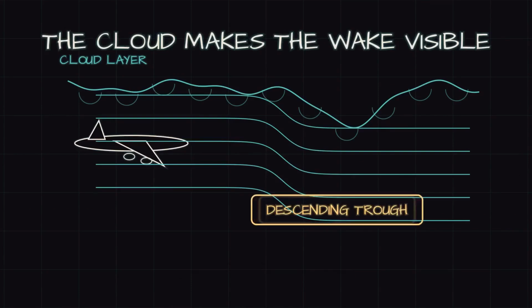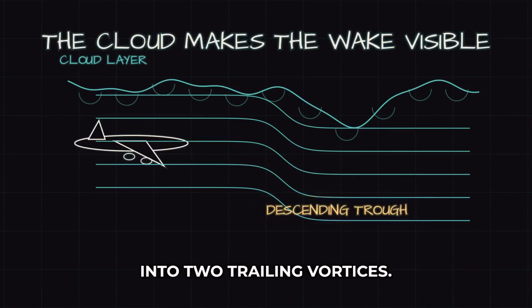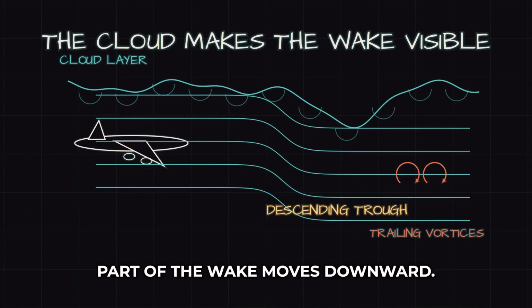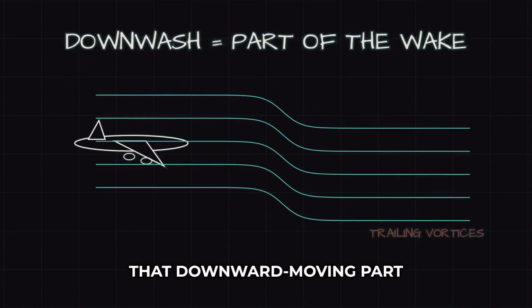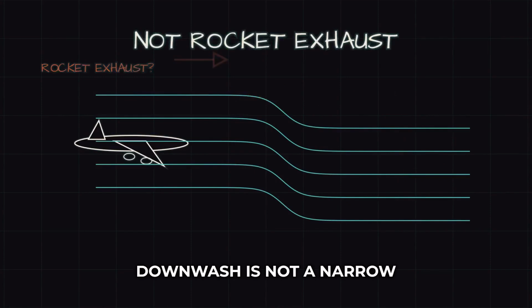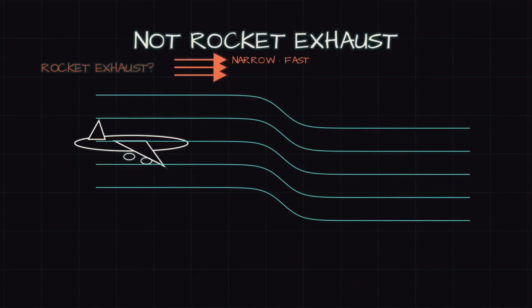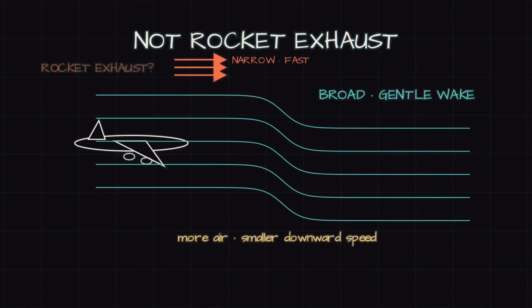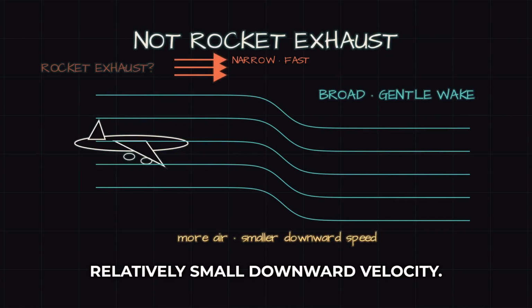Near the wingtips, some of the flow rolls into 2 trailing vortices. Between and around them, part of the wake moves downward. That downward moving part is called downwash. Downwash is not a narrow blast like rocket exhaust. A wing influences a broad region of air, giving a large mass a relatively small downward velocity.